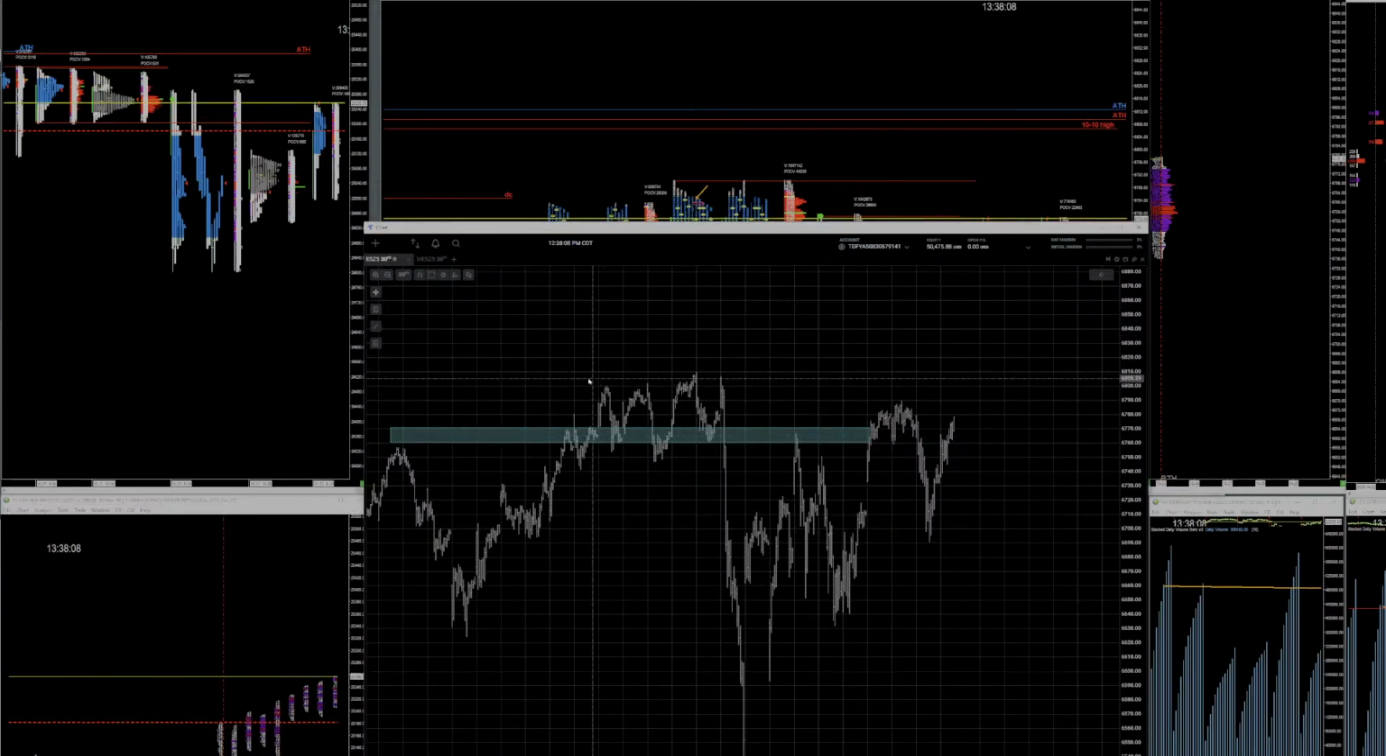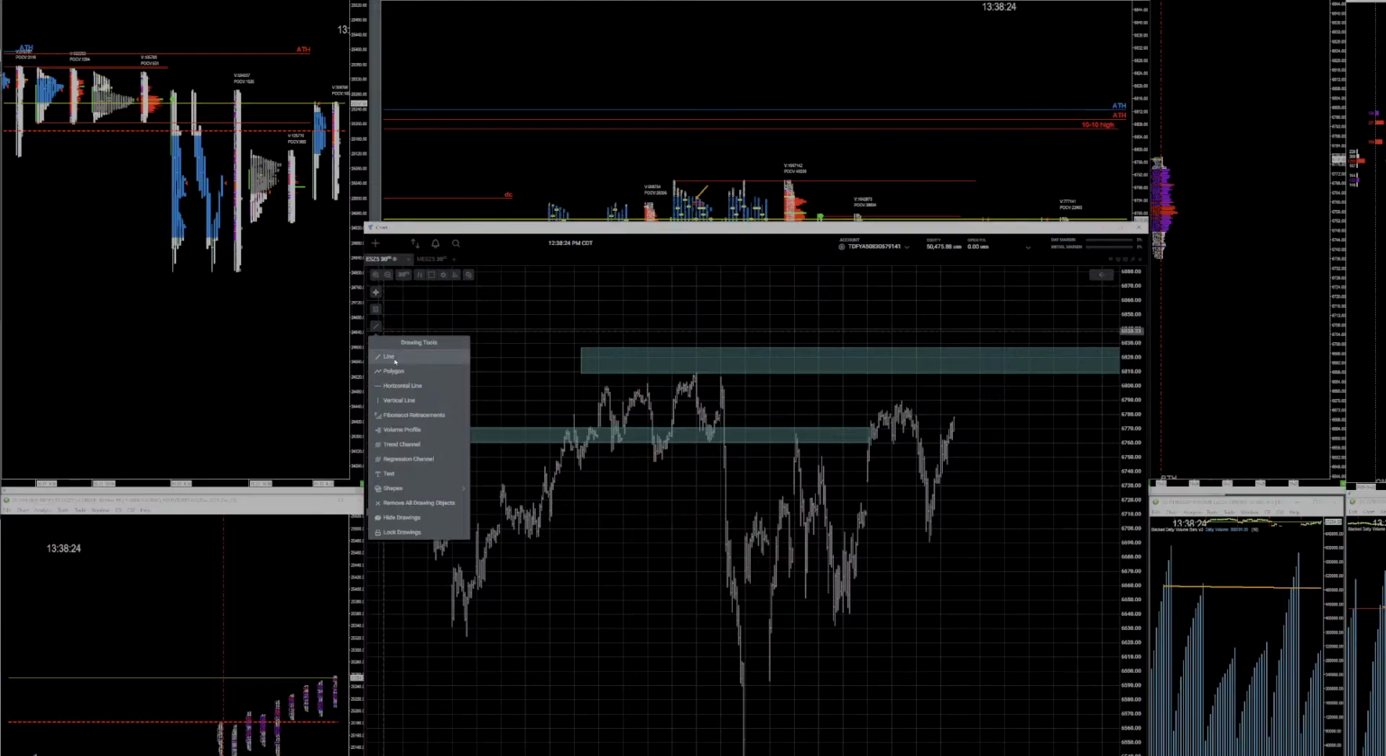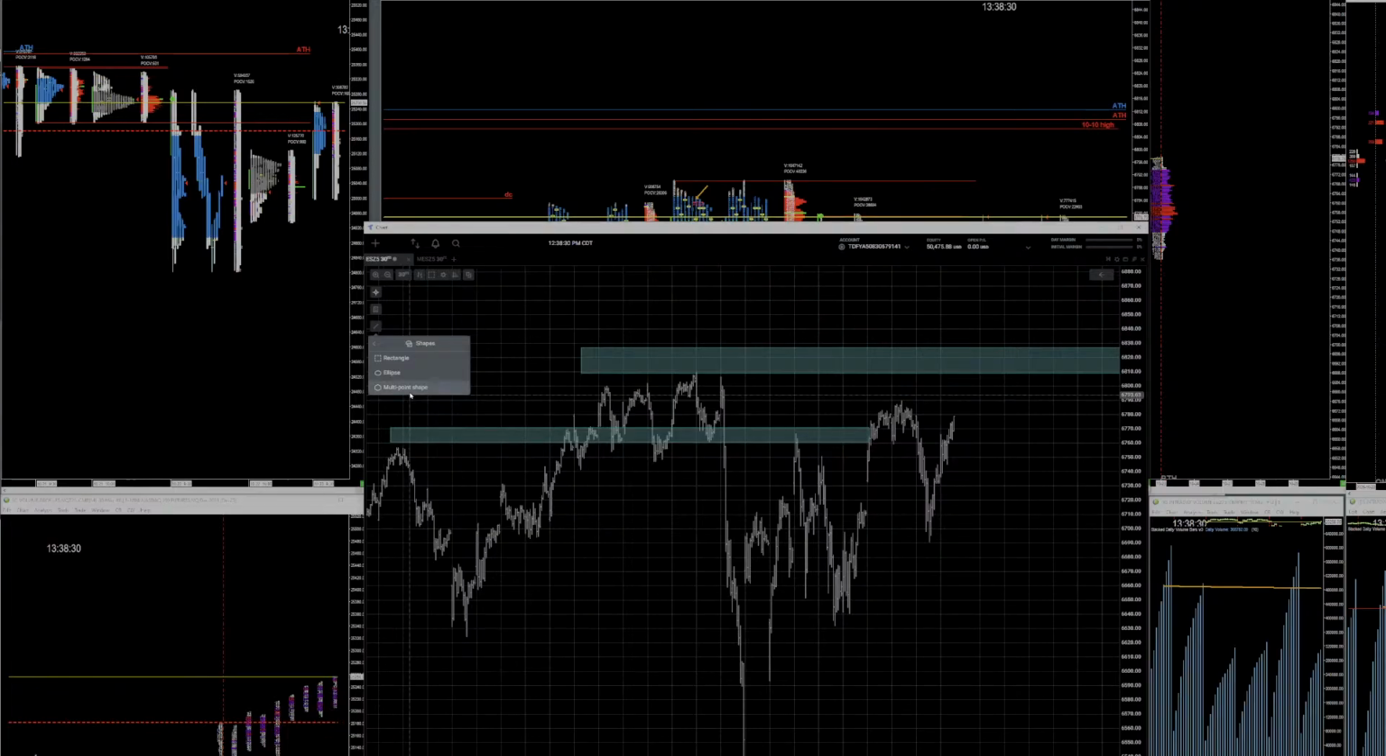Rectangle. Another rectangle. What do you have up here? There is a tremendous amount of stops in this area. So this could actually be a horizontal line, shapes. What else do you have here? Ellipse, multi-point shape? What the heck? No, I don't want that.